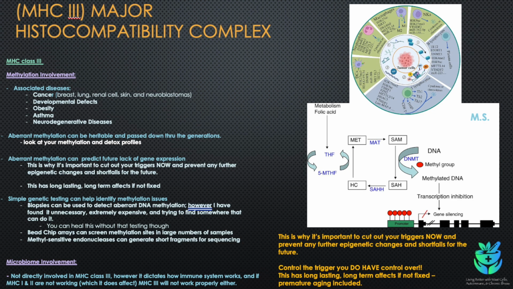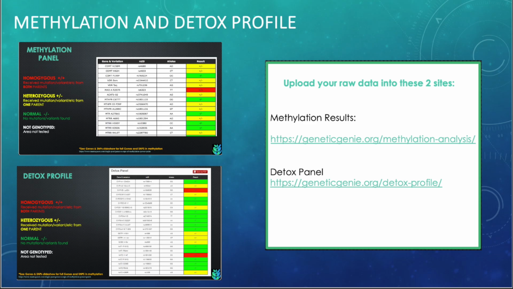So as we were discussing, the major histocompatibility complex and methylation go hand in hand. The associated diseases when these processes go wrong are cancer, breast, lung, renal cell, skin, and neuroblastomas, developmental defects, obesity, asthma, and neurodegenerative diseases. Aberrant methylation can be hereditary and passed down through the generations. Look at your methylation and your detox profiles.